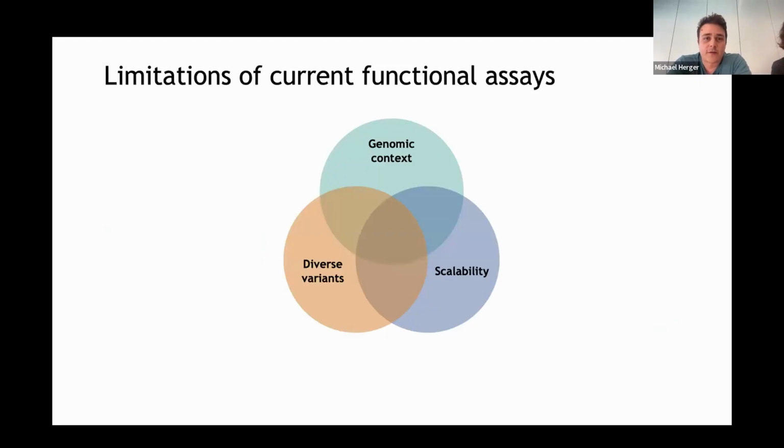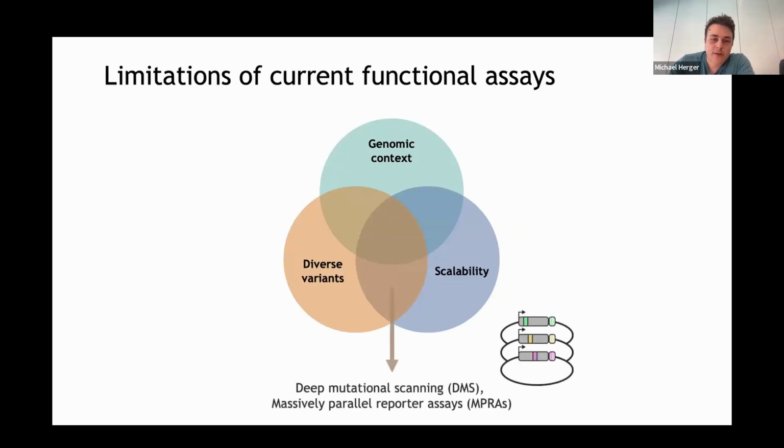Even so, there's a wide array of different MAVE formats, but we believe that the ideal platform should satisfy the following three criteria. First, it should enable highly scalable experimental throughput. It should also enable the testing of diverse variants. And finally, it should enable the testing of these variants within the native genomic context. Current technologies satisfy some of these criteria, but not all of them.